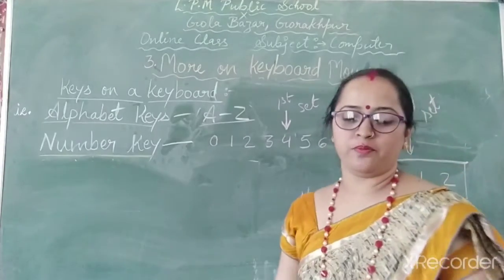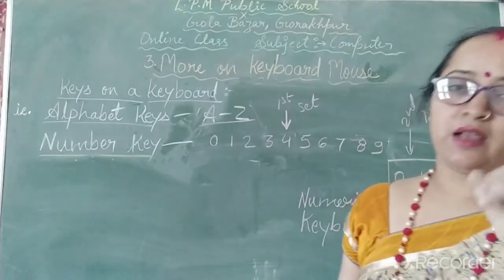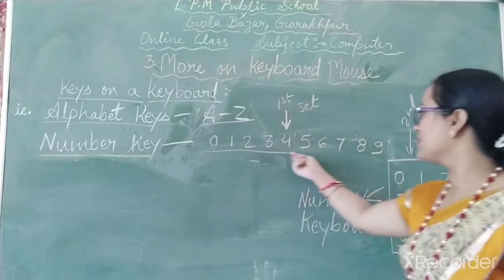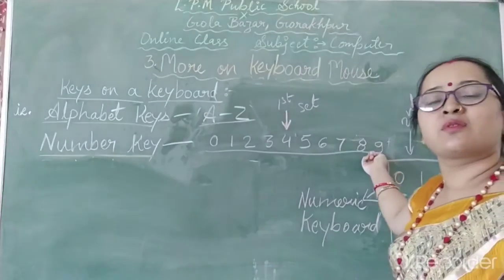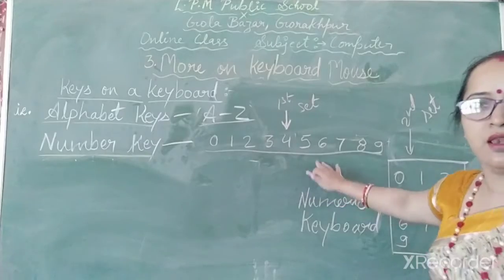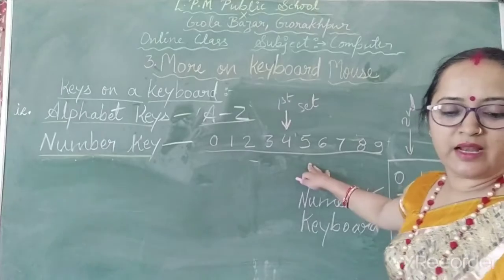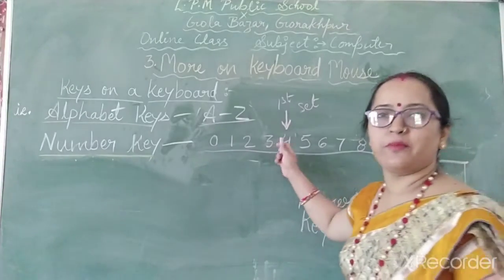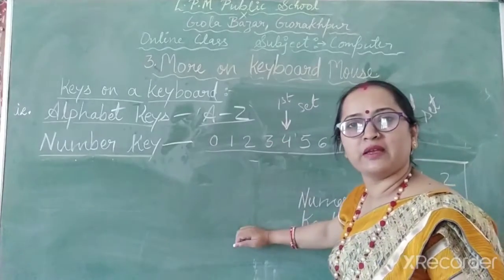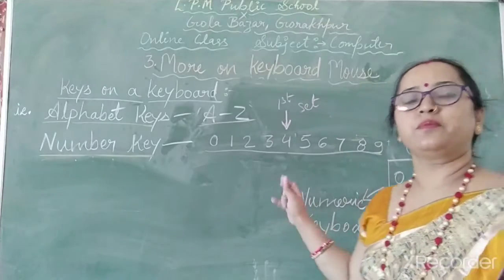But in a laptop, the number keys are present only in one place. That place is this one, above the alphabet keys. The first set of the number keys is present in the laptop above the top row of the alphabet keys. In the top row we find number keys in a laptop.